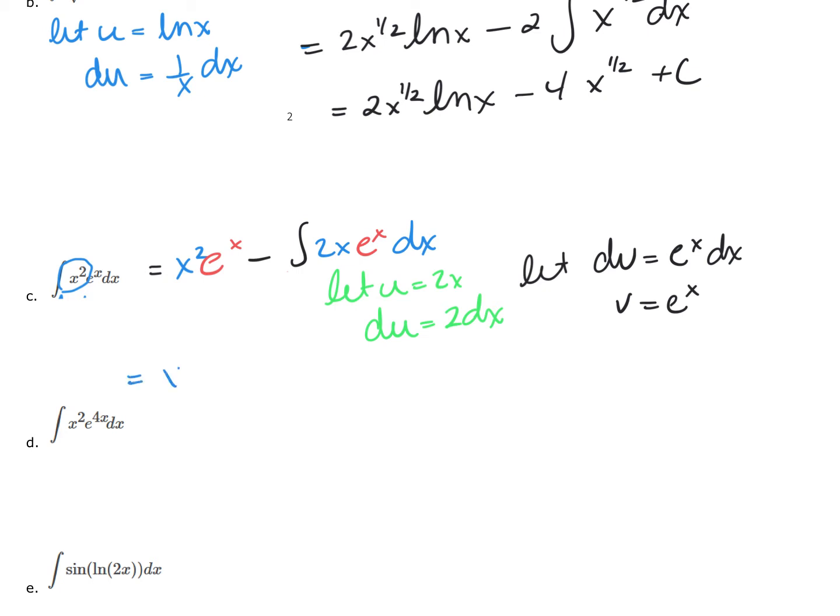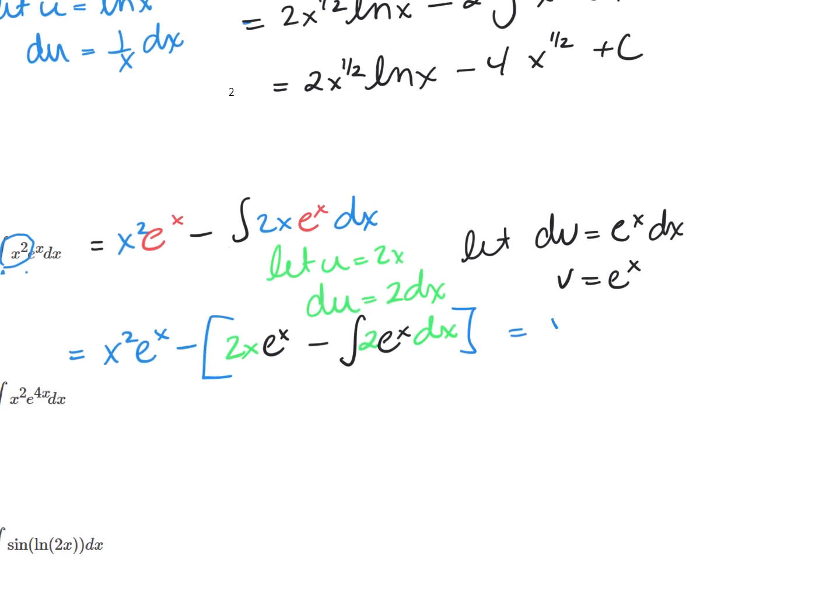So then this becomes x squared e to the x minus. I'm going to have my new u, which is 2x. I'm going to have my new v, which is e to the x, and then minus the integration of my du, which is 2 dx, multiplied by my v, which is e to the x dx. So you see I had to do the integration by parts twice.